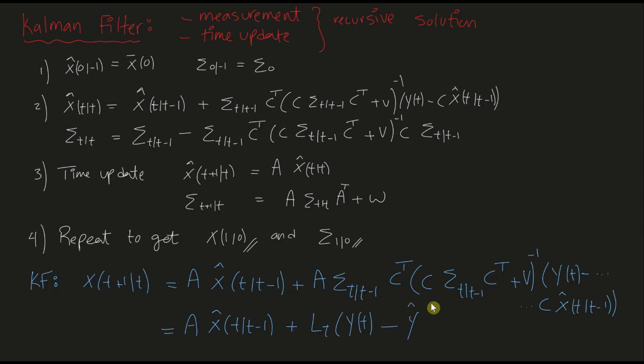And L is pretty much an observer gain. This was something we talked about in lecture 6. And observer gains are pretty important anytime we talk about estimators. So that's the observer gain, and that's the prediction of output. And this here is the observer gain.